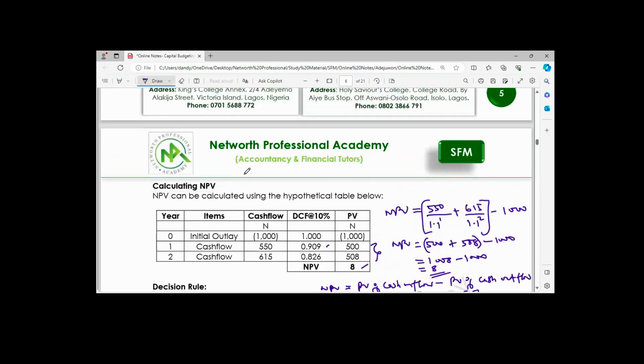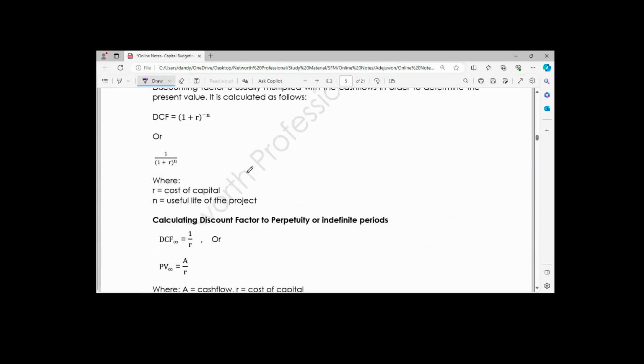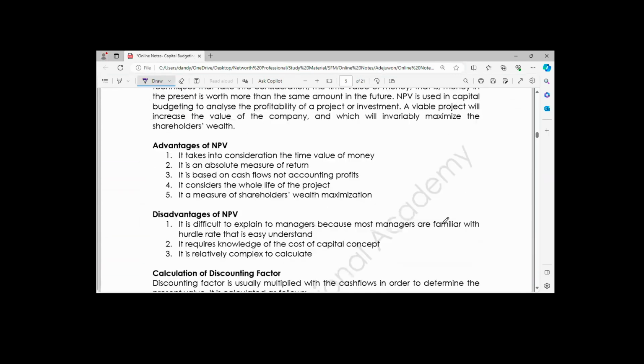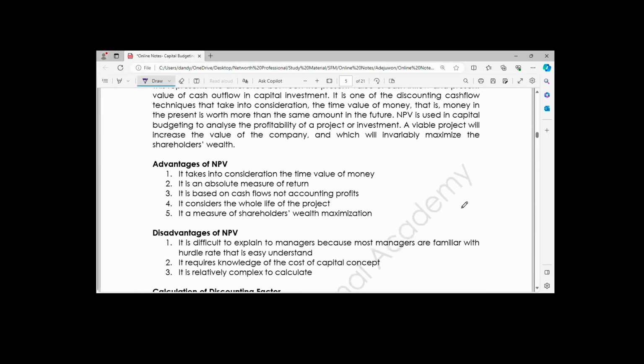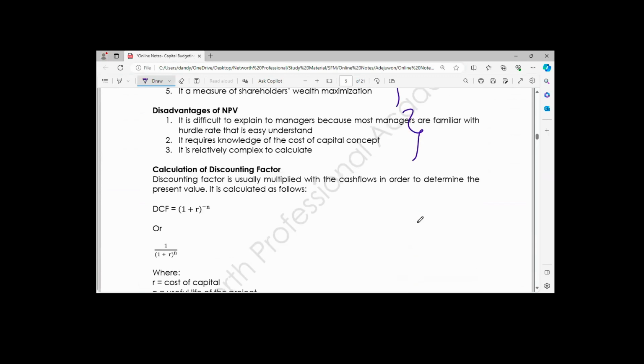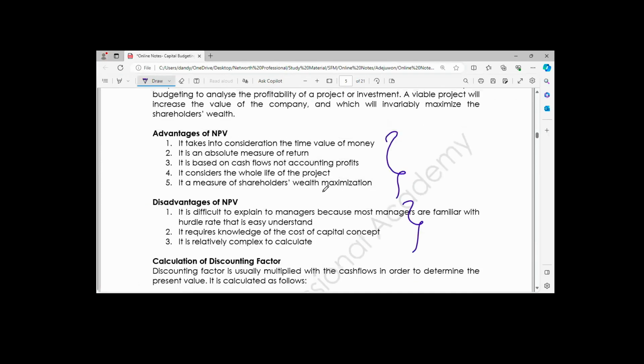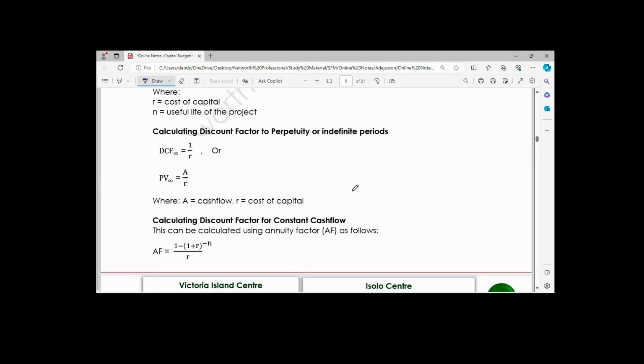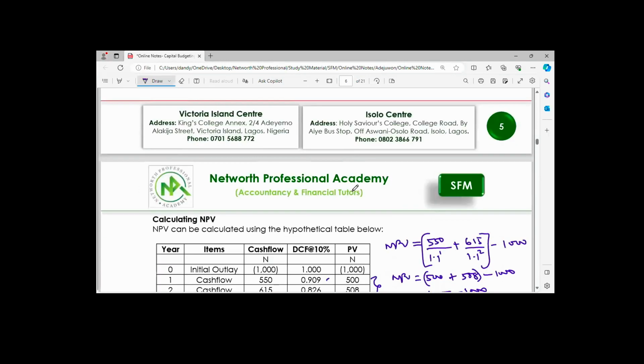In relation to NPV, there are advantages and disadvantages. At this level, the examiner cannot be asking you what the advantages and disadvantages of NPV are. Please do well to go through them. Read them through and have the understanding of that. I can't be coming to the class and telling you it's an absolute measure of profitability, or that it considers the whole life of the project. I can't be telling you all of that at this level. All right, so please read them through.